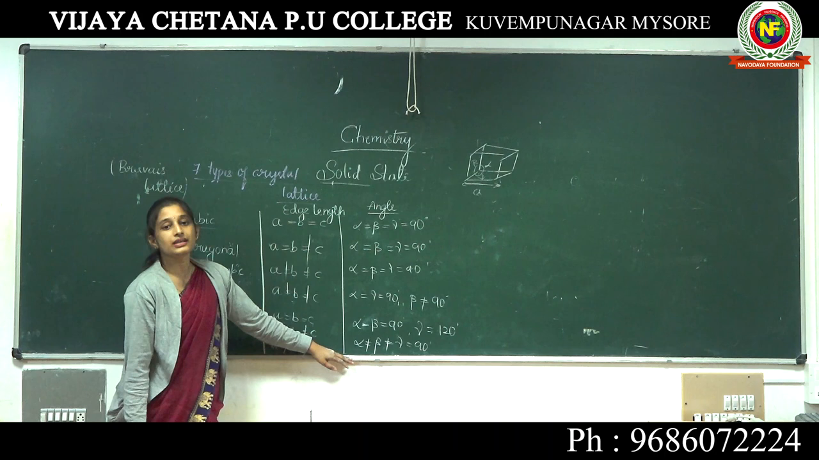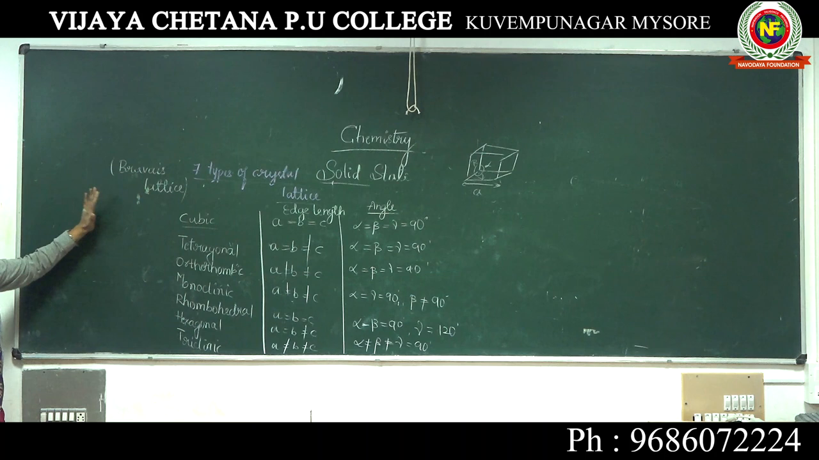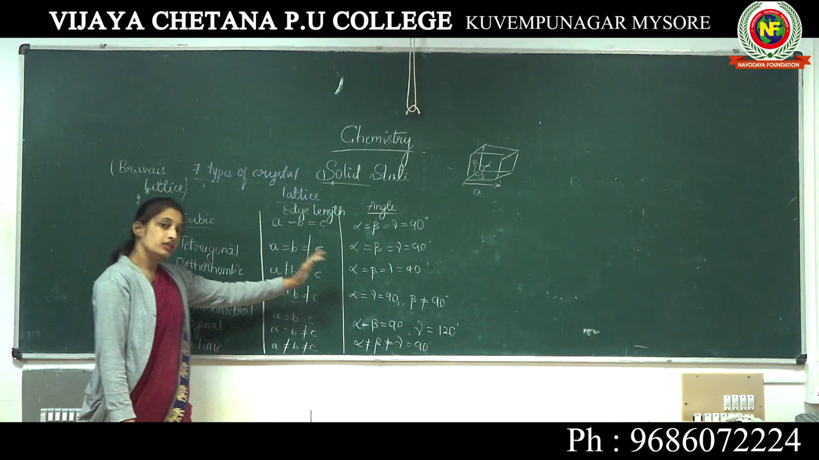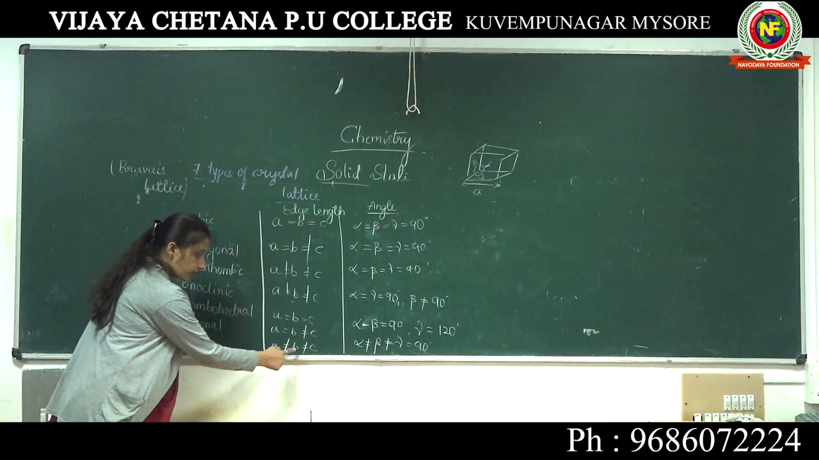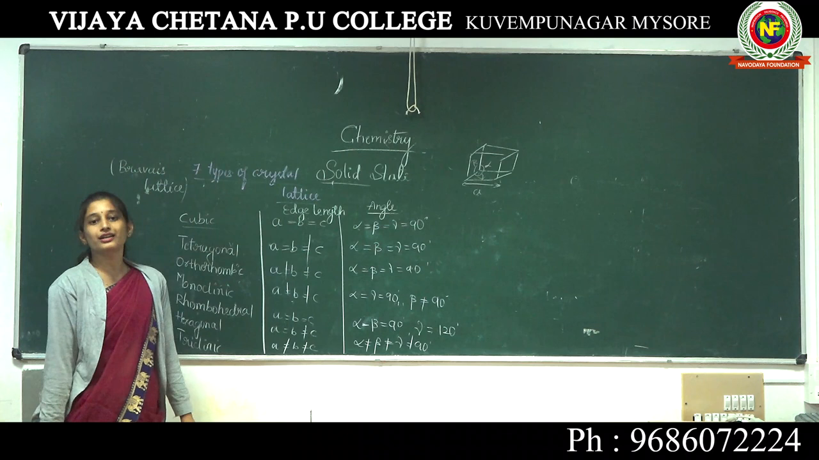In the examination, they will frame one question like this. Name the crystal type in which all the edges and all the angles are different. See, A is not equal to B, B is not equal to C. All the edges are different. And here, all the angles are different. It's not equal to 90 degrees also. Alpha different, beta different, gamma different.